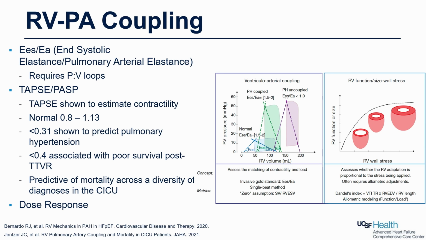And as this relationship goes, you can start to find ways to predict pulmonary hypertension. Normal is 0.8 to 1.3. And there are other conditions that you can see, things like the success and survival following a TTVR as well. If there's improvement in this relationship, you can start to see improved survival. So the echo equivalent of this is using your TAPSI over your pulmonary artery systolic pressure relationship.